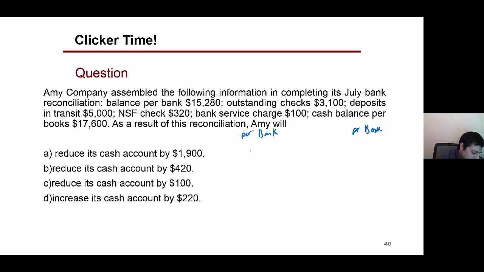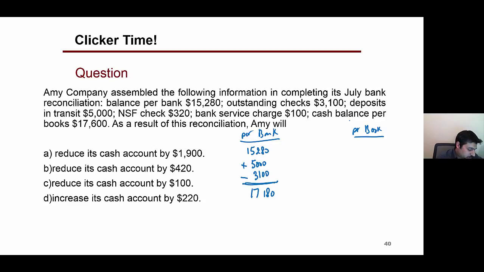We have cash. The original amount here was 15,280. We add deposits in transit, 5,000. We subtract outstanding checks, and we have no errors, so basically because we don't have any errors, we just add them up and subtract the 3,100. That would be 17,180 per bank.